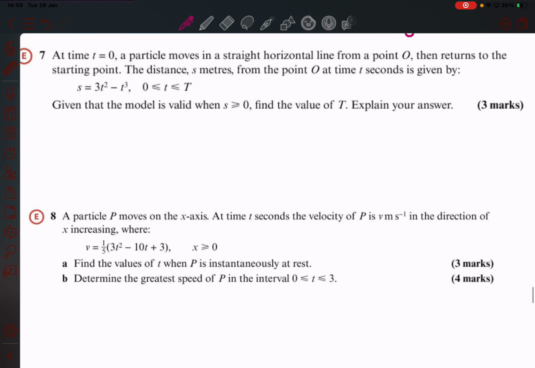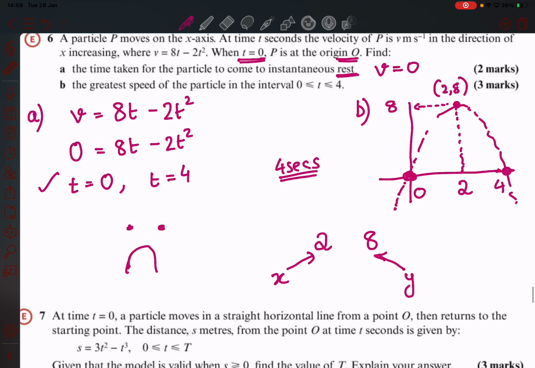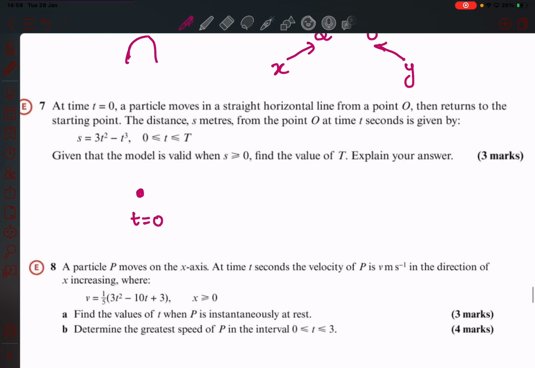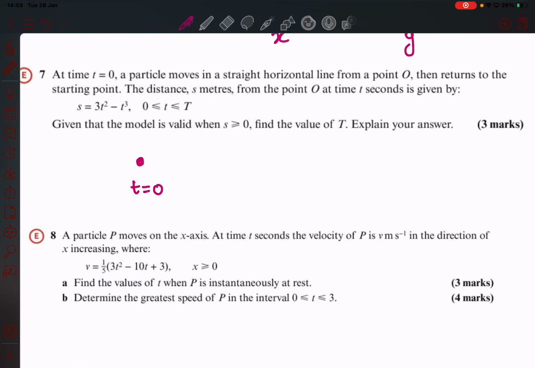Right. Now this one is slightly trickier, but if you read the question and get that key point, this might be easy. At time t is equal to 0, let's draw a picture. Anybody wants to copy any of this? Or can I move on? At time t is equal to 0, a particle moves in a straight horizontal line from a point O. So it is moving in a straight line. Then returns to the starting point. So you're coming back to the starting point.